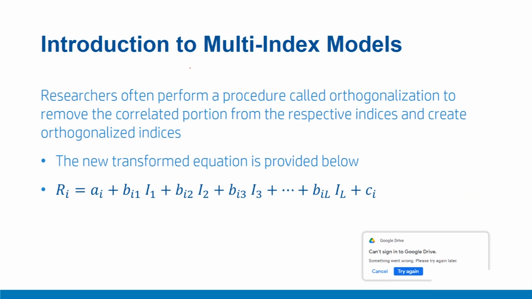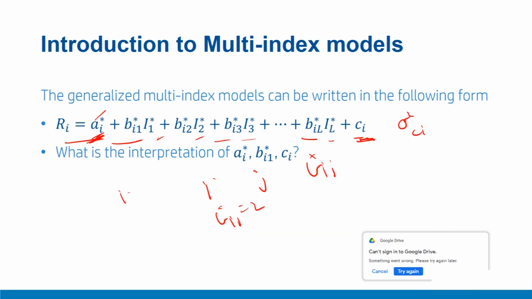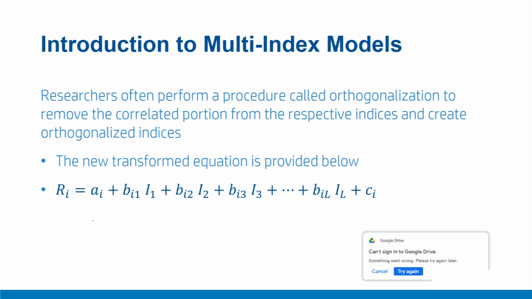And therefore, researchers often perform a procedure called orthogonalization to remove the correlated portion from the respective indices and create orthogonalized indices. That is, the original equation, through the orthogonalization procedure, which is a mathematical procedure, is transformed into this new equation.